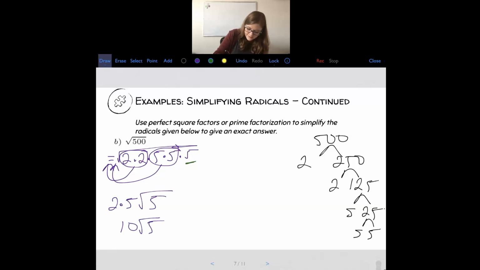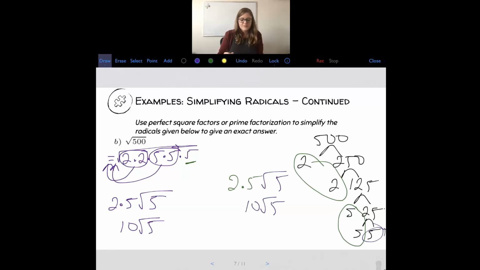Okay, you can also take it from this factor tree to where you would take 2 times 5 on the outside, and then the 5 that's left goes in the radical. Okay, so the answer here is 10 square root of 5.